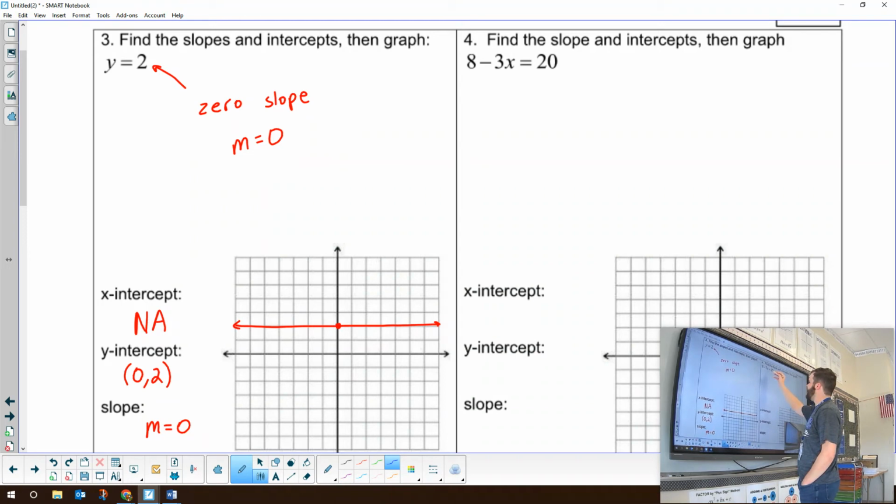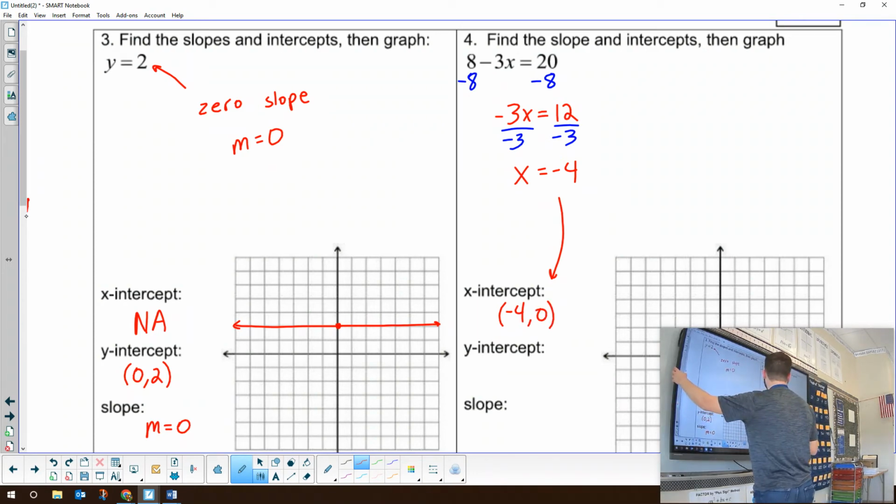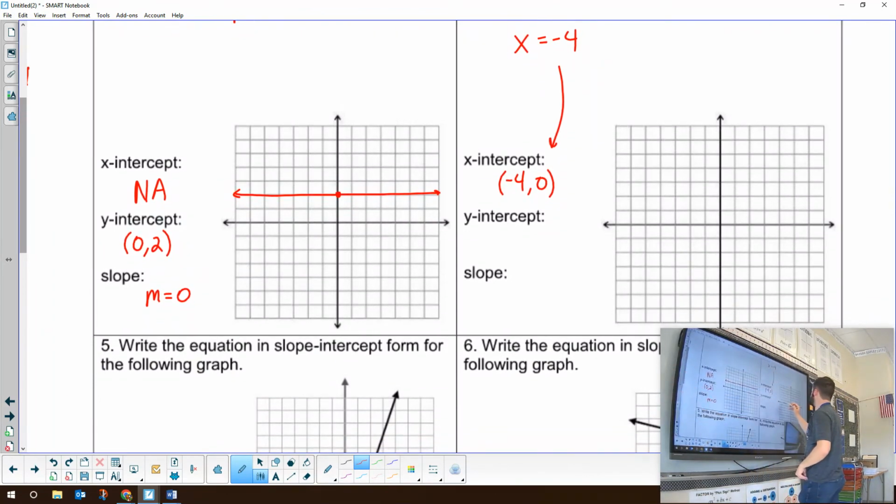Whenever I have just x, well, we solve for x and we end up with negative 3x equals 12. Divide both sides by negative 3. And we're going to end up with x equals negative 4. Now, that just tells me what my x-intercept is. So my x-intercept is just going to be at negative 4, 0. And let me put this on our graph over here. Okay? So if we have a point at negative 4, 0, we can just put that right there. And then I want you to notice, all right, we have a point out here. We have the x-intercept.